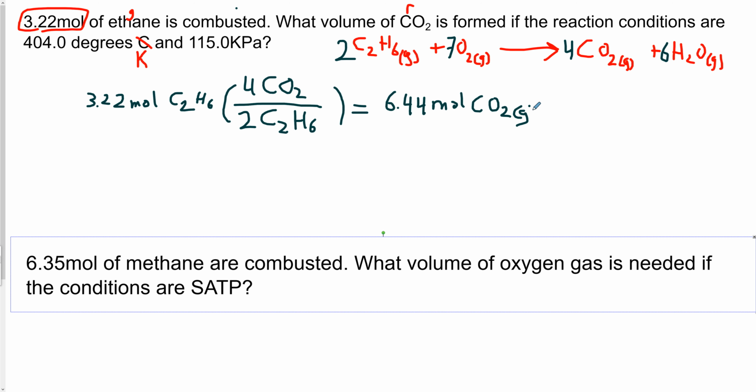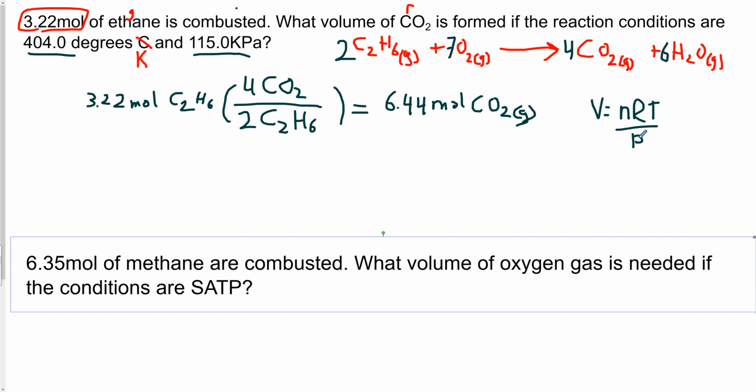Then we need to turn moles of CO2 gas into a volume. How do we do that? We need a temperature, a pressure, and 8.314, which is our gas constant for moles to volumes. So we're still using V equals nRT divided by P. We can recycle that from before. I'm not going to go through the math to do that. This is how we turn a number of moles at a particular temperature and pressure into volume.